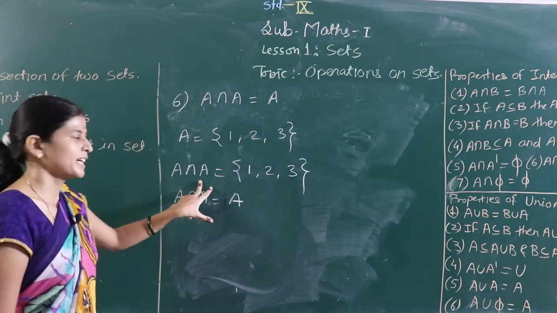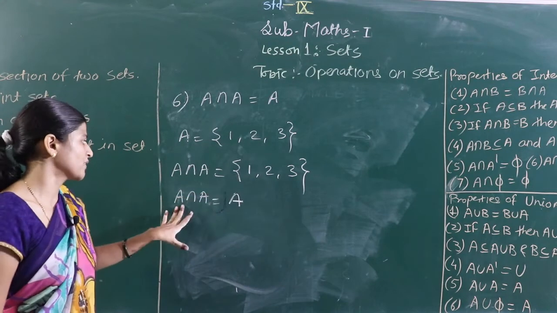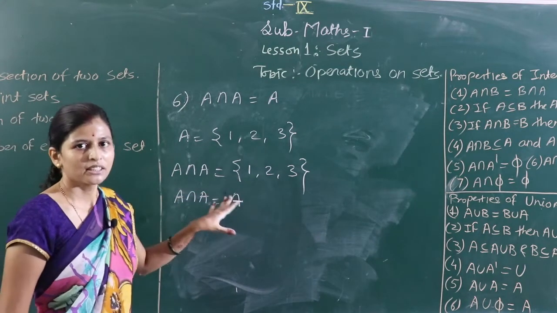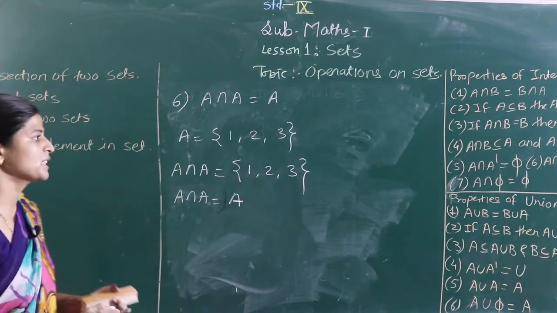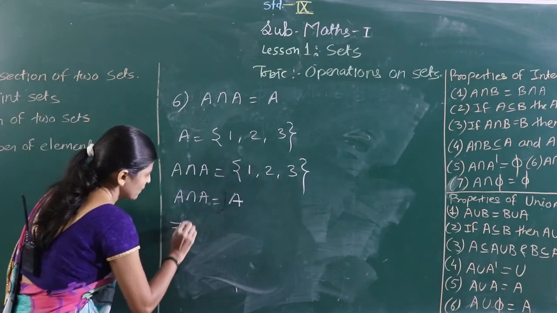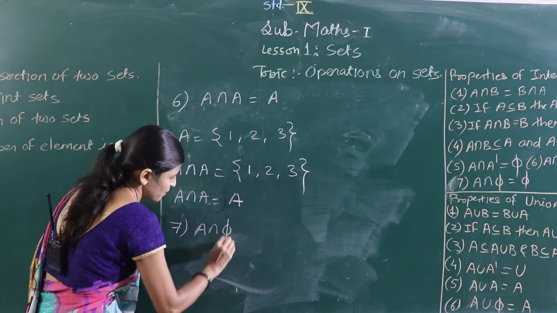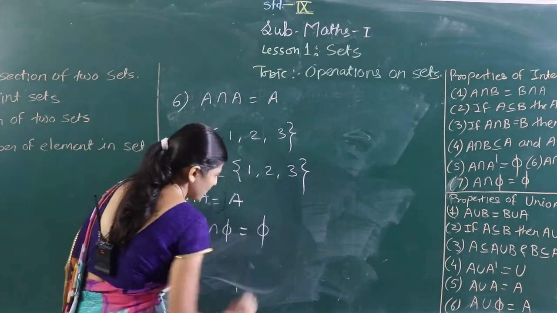Both are equal sets and equal sets have the same quantity, that's why A intersection A is nothing but the set itself. Now property 7, that is the 7th property, is A intersection empty set is equal to empty set.